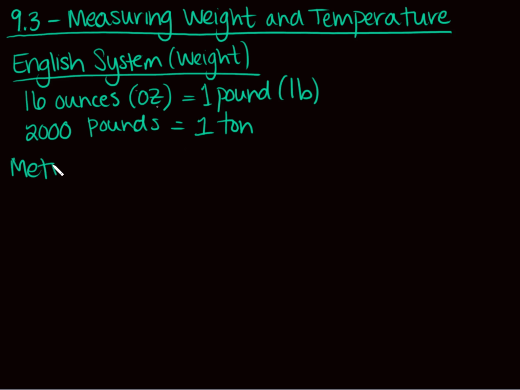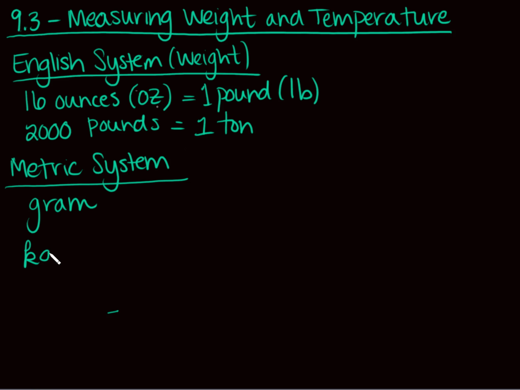Okay, let's talk about the metric system. Just like we saw before, when we talked about distance, its unit was a meter. When we talked about volume, its unit of measurement was a liter. So now when we're talking about weight in the metric system, our unit is going to be the gram. And just like we had before, we would have kilogram, and we would have a hectogram.